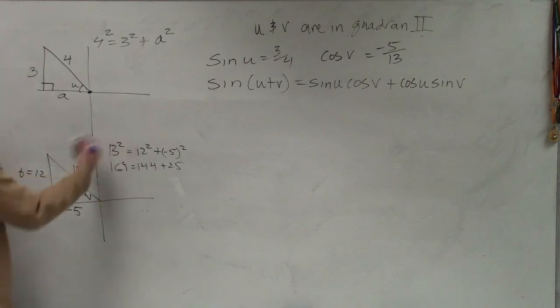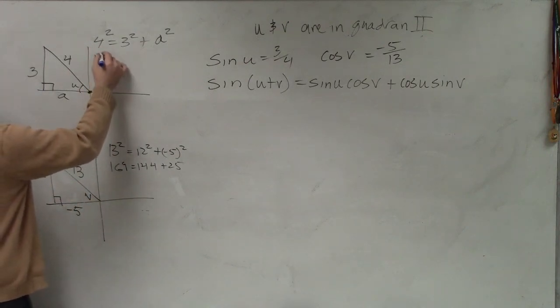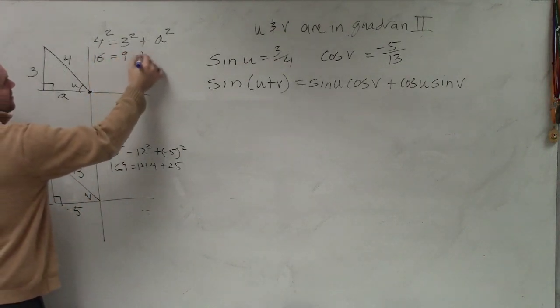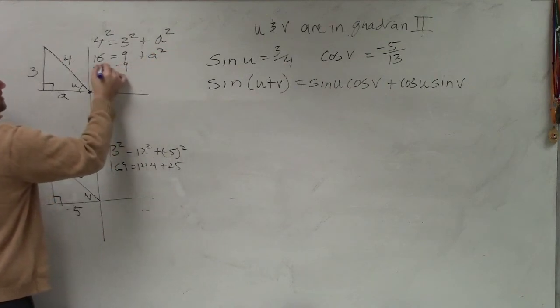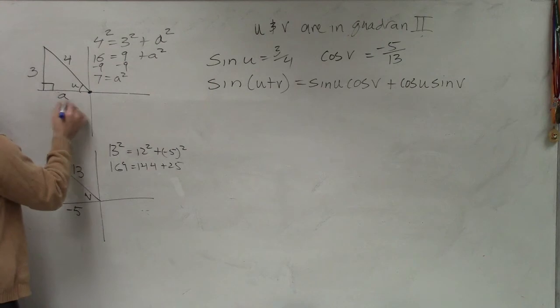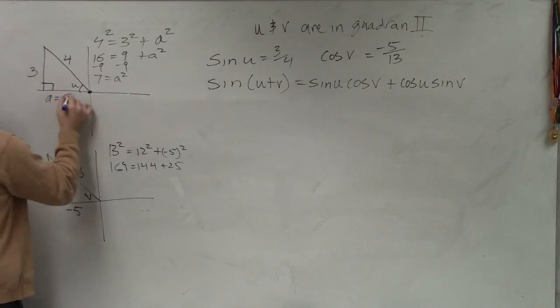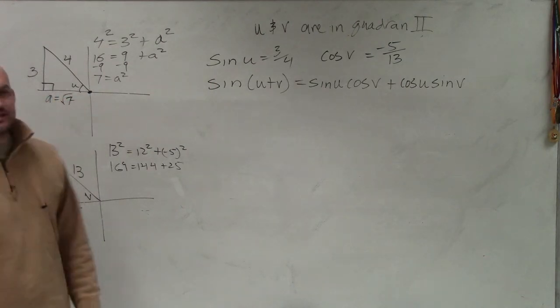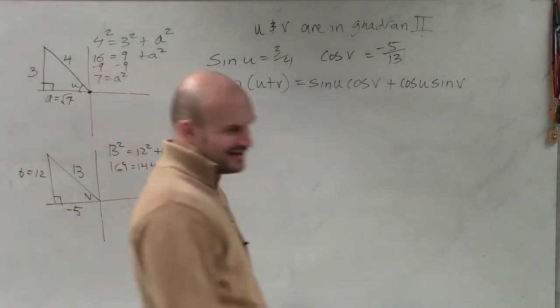That was supposed to be b. But anyways, here I have 16 equals 9 plus a squared. Subtract 9, 7 equals a squared. A equals the square root of 7, which to the first 5 digits is 2.6457513, FYI.